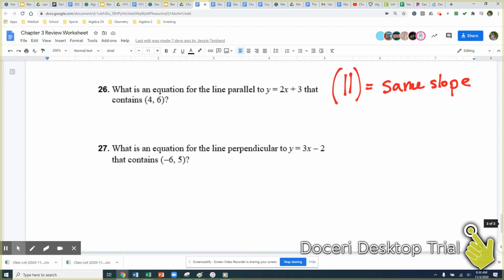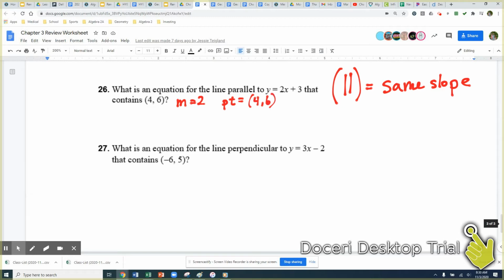So you're first going to look at the equation that you're given, and you're going to pull out the slope from that. This is in slope-intercept form, y equals mx plus b. So my m is going to be my slope, and that's going to have to be my slope that's parallel. So m is going to equal 2. I also have a point, and the point that they want me to run through is (4, 6).